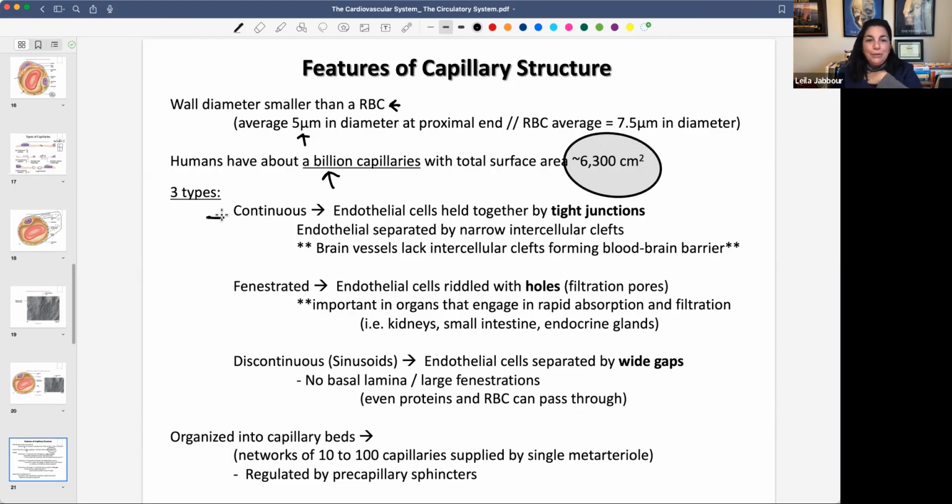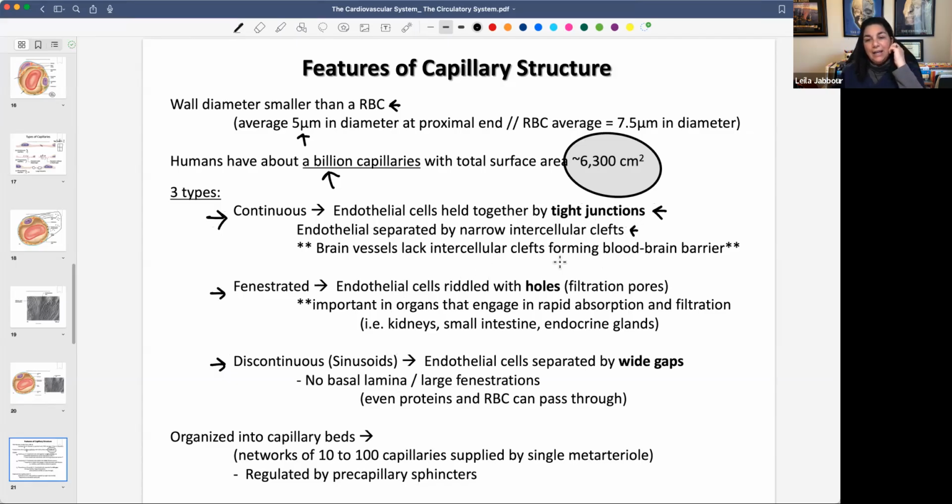So the types of capillaries, that's what we saw: continuous, fenestrated, or literally discontinuous, which we call sinusoids. In continuous capillaries, the endothelial cells are held together with very tight junctions, and endothelial cells are separated by narrow intercellular clefts. I showed that to you on the diagram.